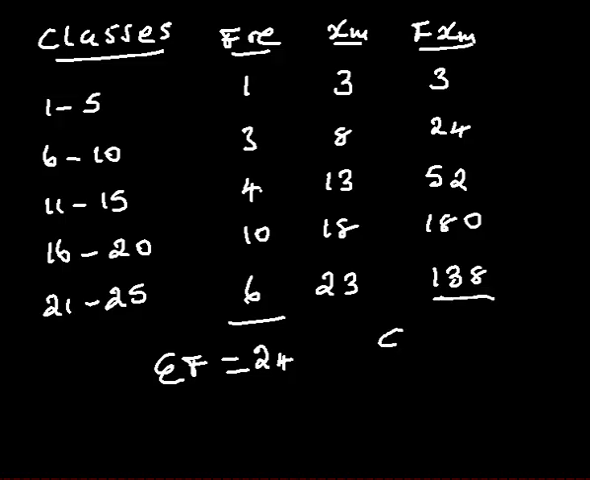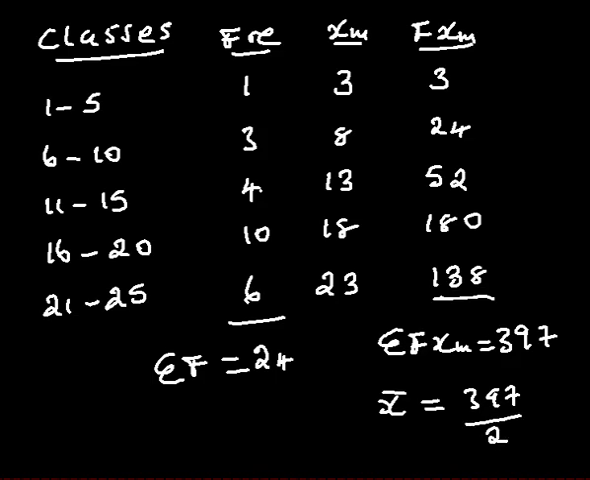And what is the summation of this column, which is the summation of fxm? In this case, we have 3 plus 24, that is 27, 27 plus 52, and plus 180, and plus 130. That will be given as 397. So in this case, the mean, which is the x bar, is given as 397 divided by 24. So that is how you should have the mean for the grouped data.